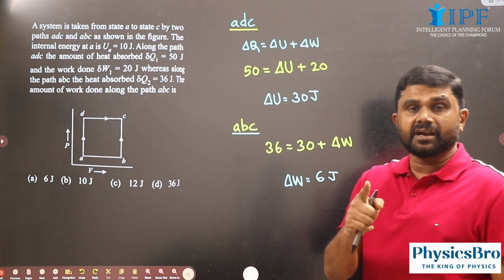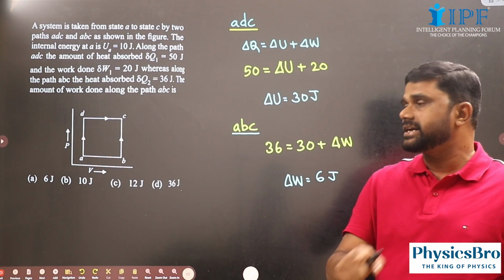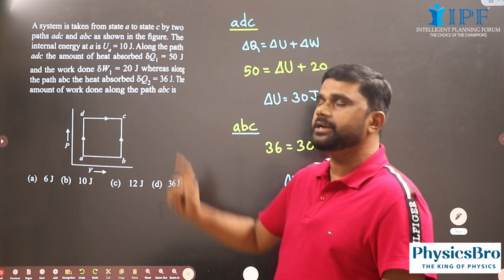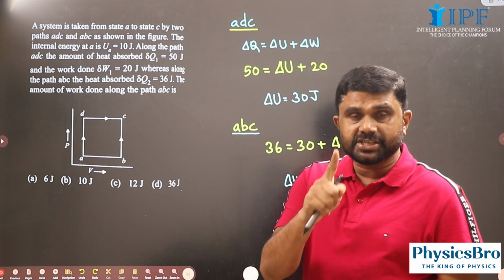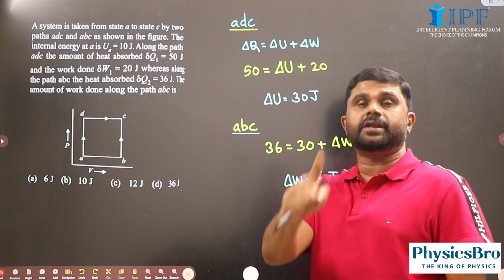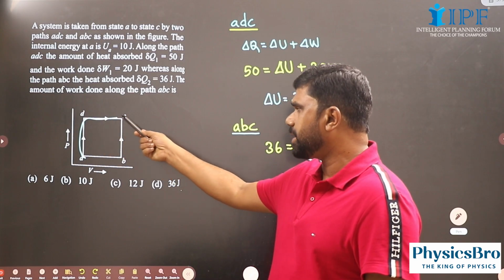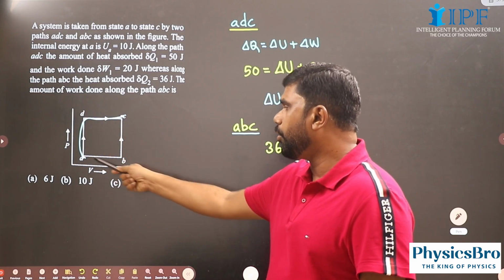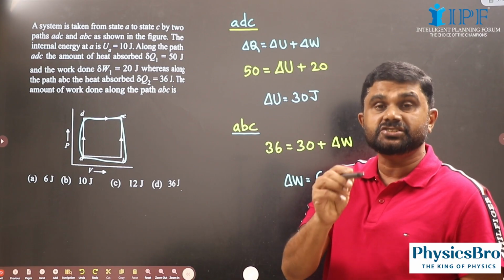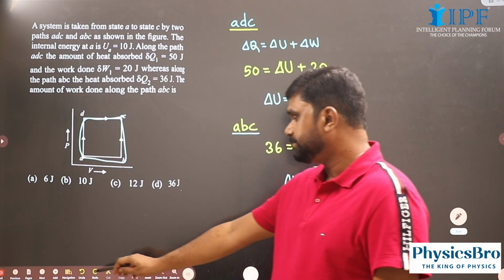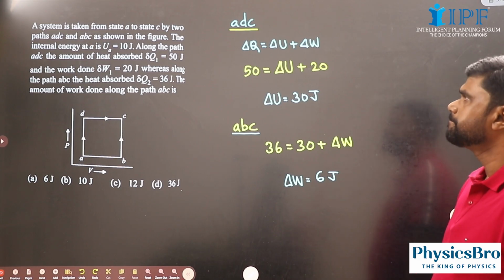See, internal energy is a state function. So as the system is taken from the state A to the state B to the state C, the change in internal energy will be independent of the path followed. So if we take the system along the path ADC or ABC, in both the cases the change in internal energy will be the same. Okay, now let's first consider the path ADC.